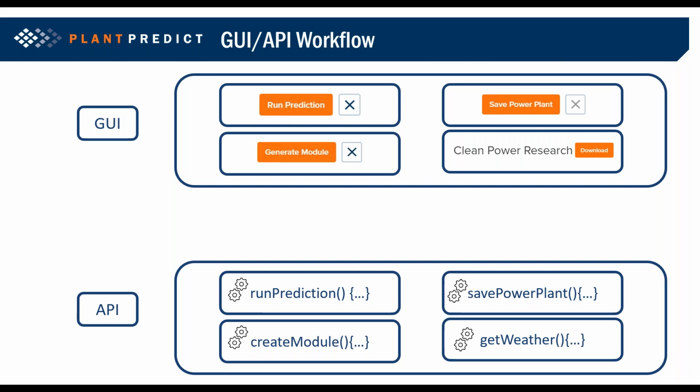Now, let's say you wanted to run prediction. You click on run prediction. Well, that request is then sent to the API. Run prediction is run, and that's exactly what it looks like in the back end. Then you get your result. The response is then sent to the GUI, and you get to see it. You get to see the nice, pretty graphs. You get to download the nodal data, whatever you need.